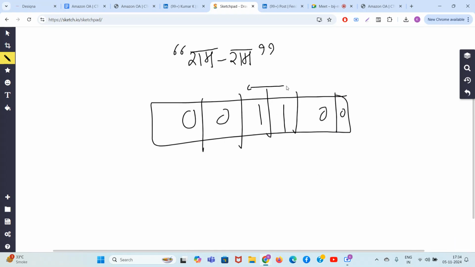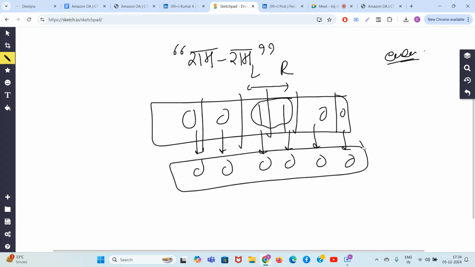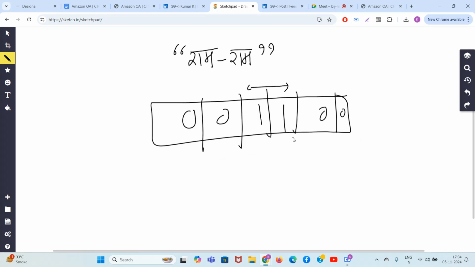Simply, I will select this much part, which is having all the ones. One is coming for how many times? Even times. So the XOR of this will be 0 only. So this part will be replaced by its XOR, which is 0. Done, solved. So guys, the problem has been solved.